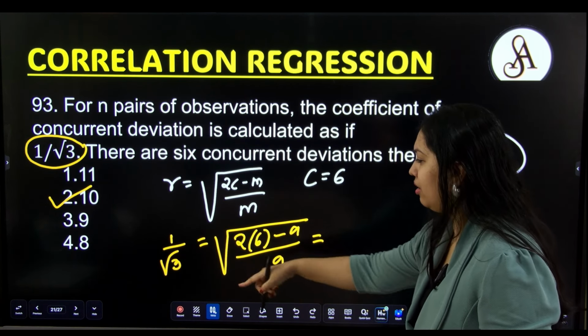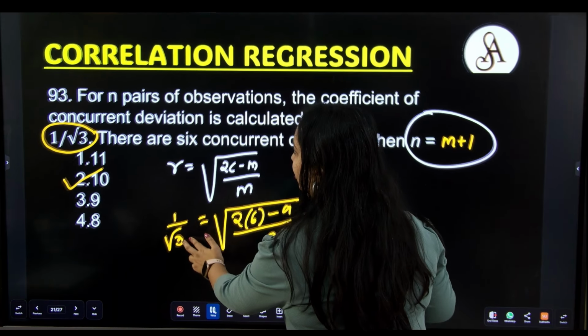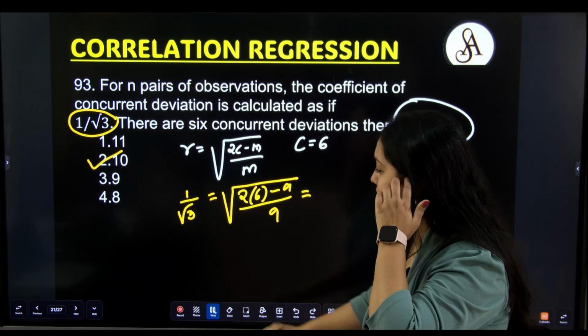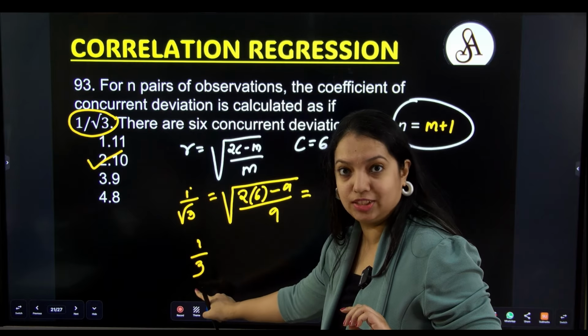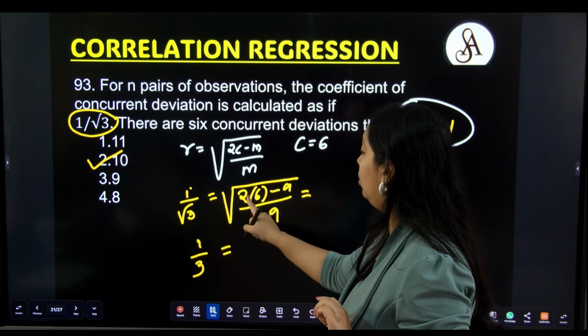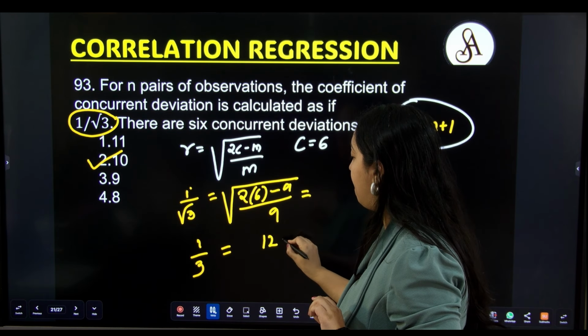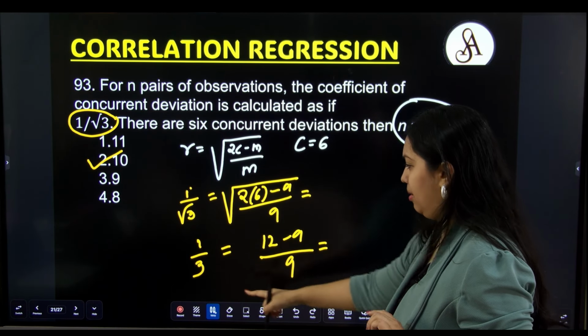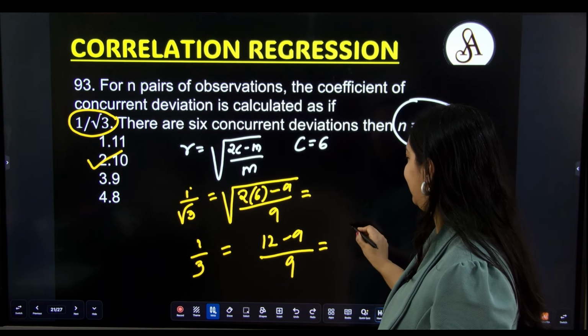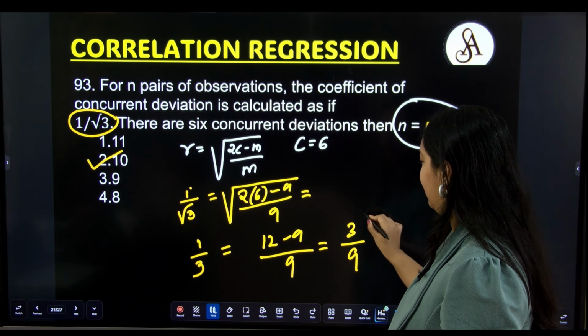Solve this, square on both the sides. Check whether you are getting the left hand side and right hand side the same. When I square on both the sides, 1 square 1, root 3 square is 3, is equal to 2 6s are 12 minus 9 divided by 9. Check whether 12 minus 9 I'm getting as 1 by 3. Yes, I'll get it. It is 3 divided by 9.